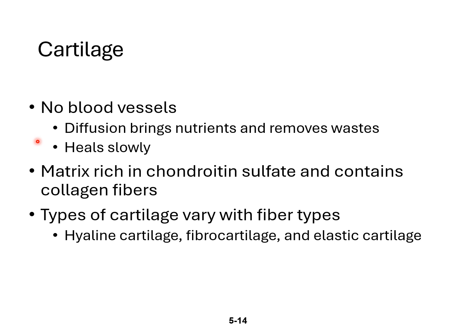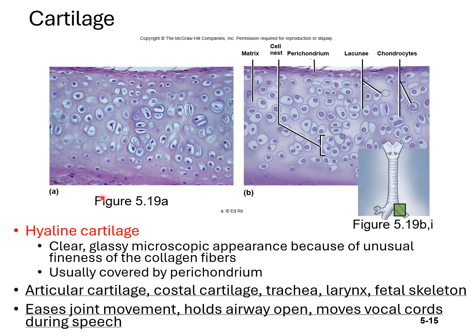No blood vessels. They heal very, very slowly. They have a rich matrix of chondroitin sulfate that contains collagen fibers. Types of cartilage: cartilage is going to be depending on which fiber type it has. Hyaline, fibro, and elastic.